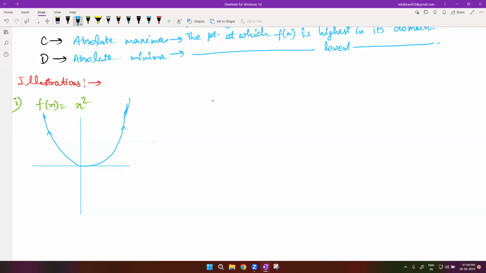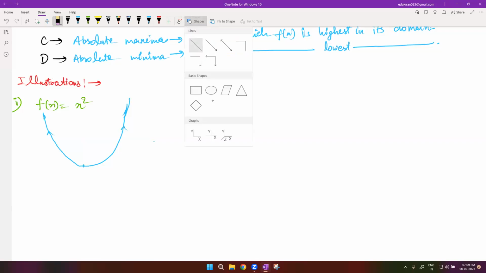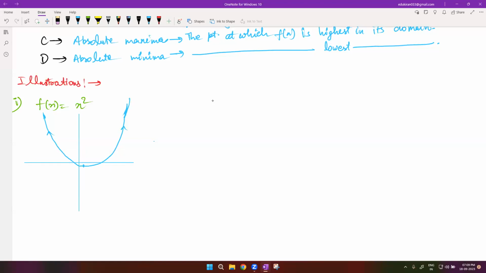There must be an extreme point, no? This point, somewhere around this. Okay, so the graph is not perfectly labeled, but in spite of that, you can easily understand this.